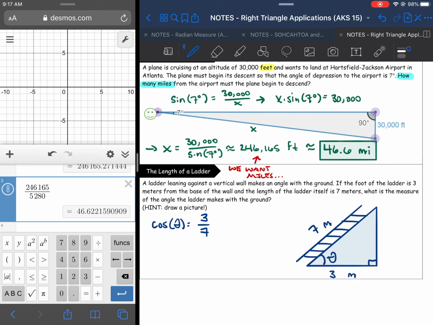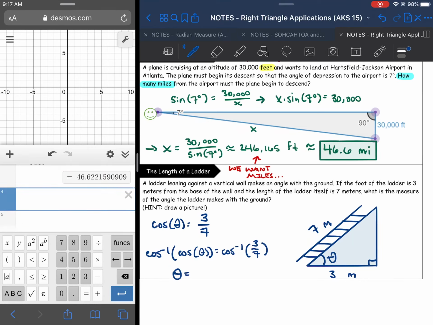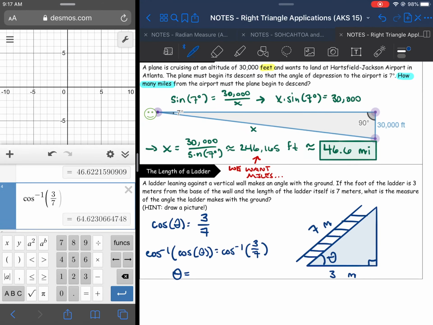Now remember from our previous lesson that in order to find an angle, we need to take the inverse of that trig function. So we're going to take the inverse cosine of both sides. On the left side of the equation, we simply have theta, and on the right side of the equation, we have the inverse cosine of 3 over 7. Let's use Desmos to calculate this. So we'll do the inverse cosine of 3 divided by 7, which will give us approximately 64.6 degrees.